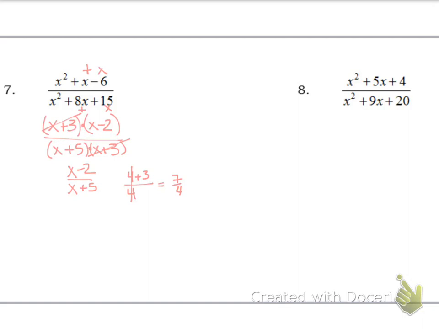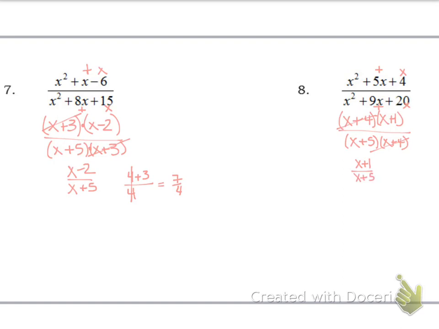So for my next set, multiplies to 4, adds to 5. That's going to be 4 and 1. Multiplies to 20, adds to 9. It's going to be 5 and 4. When you have the exact same set on top and bottom, we cancel. So x plus 4, x plus 4, so I have an x plus 1 left, x plus 5.